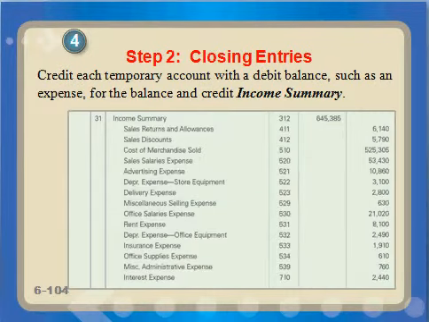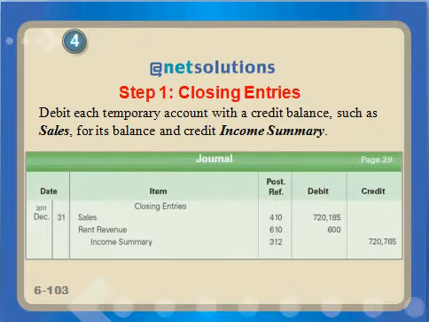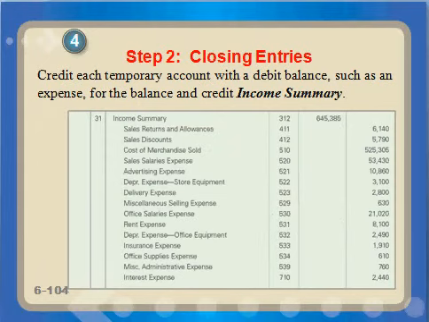we're going to credit each one of our temporary accounts that has a debit balance, and debit the income summary. So it's going to be basically the same thing as the other one. We debit the income summary $645,395. We know the company made money because in the income summary we had $720,000. This one has $645,000, so they made about $75,000.